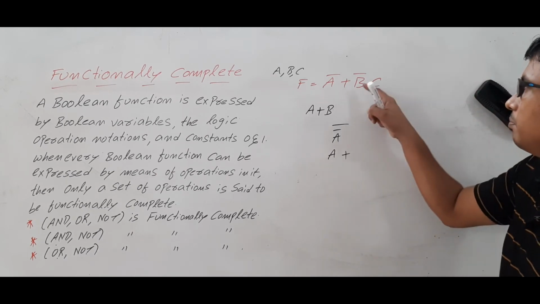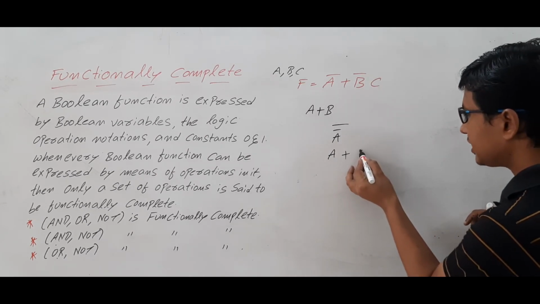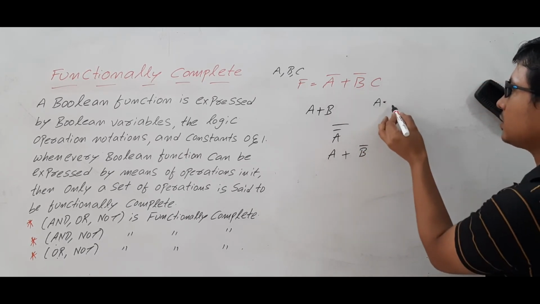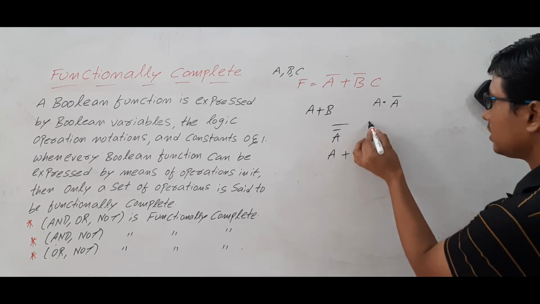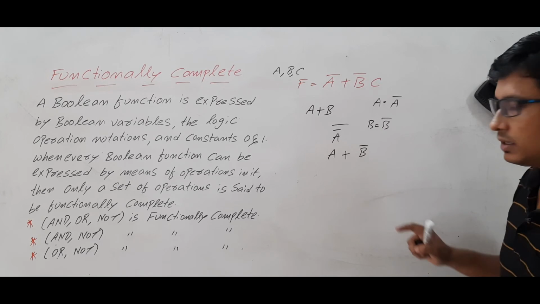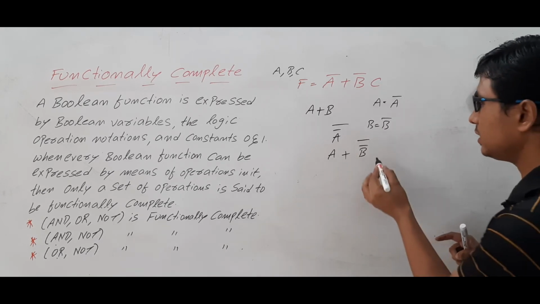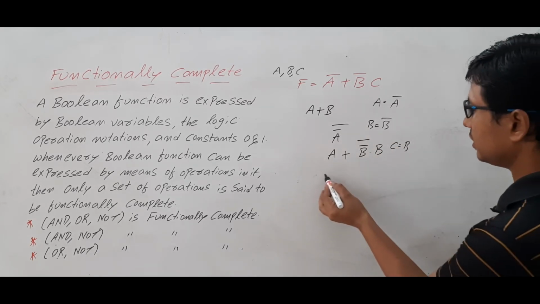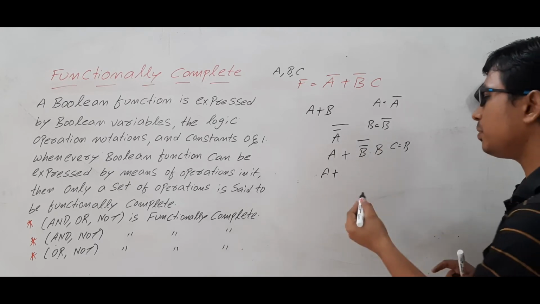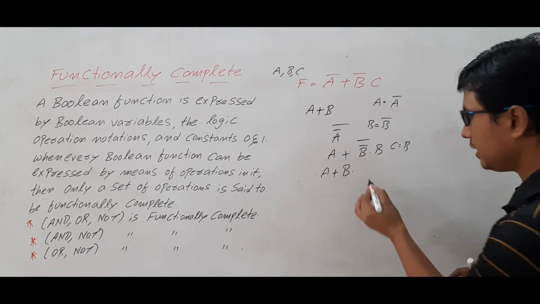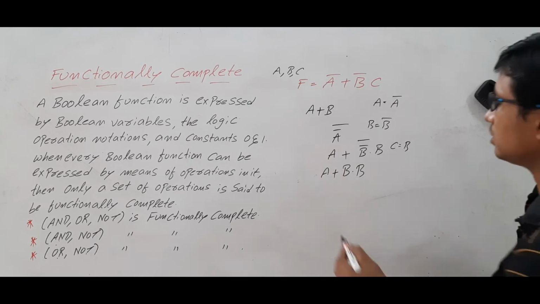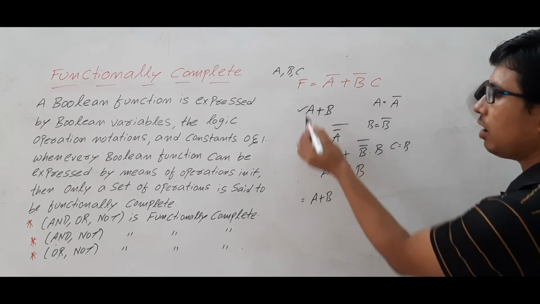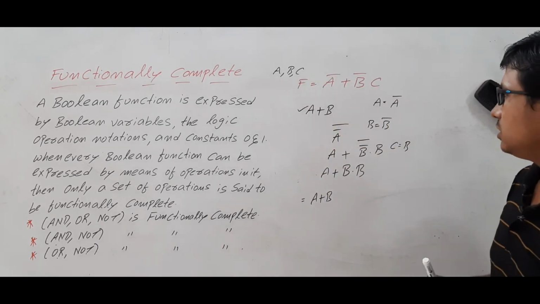Here you have B's complement. So if I keep B's complement in place of B, first I kept A equal to A's complement. Then if I keep B equal to B's complement, I will get B. And then again in place of C, if I keep B, this will be A or B's complement, which is B and B. Are you able to follow it or not? Which is equal to A or B. So I found the OR, then I can say that it is functionally complete. Is it possible or not?